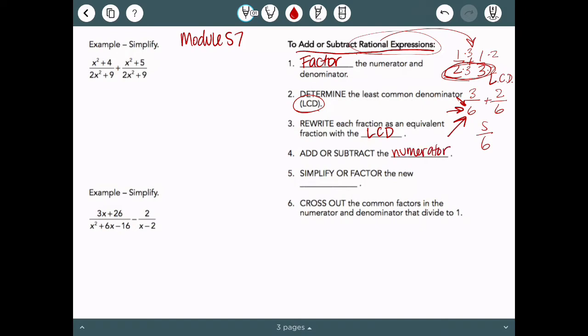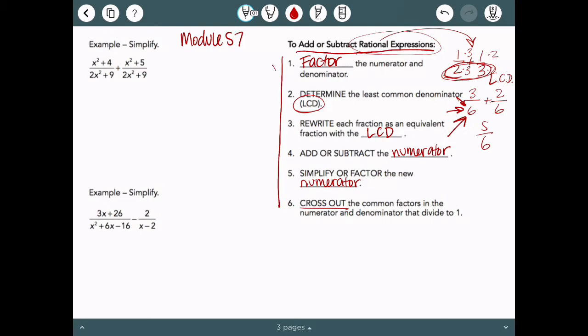And then we're going to simplify or factor the new numerator. So we're going to check to see if there's anything that we can cancel. And then finally, we're going to cross out the common factors that divide to 1. So we're going to basically simplify as much as possible. So, sounds kind of complicated. There are 6 steps, but as we go through, we'll see how each one works.